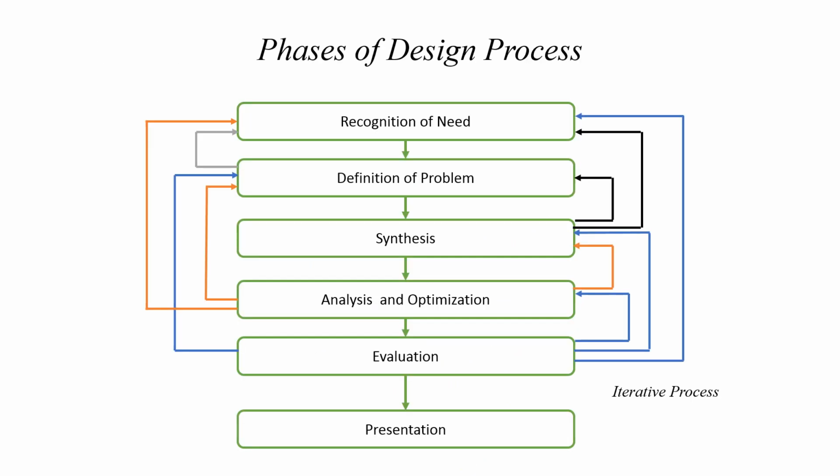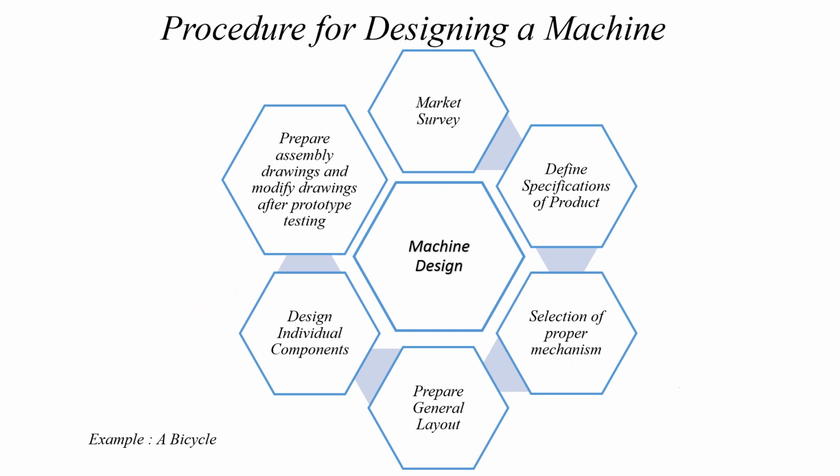So what are the different phases in design? The different phases of a design process are recognition of need, definition of a problem, synthesis, analysis and optimization, evaluation, and presentation. The design process is a highly iterative process. Please keep in mind.